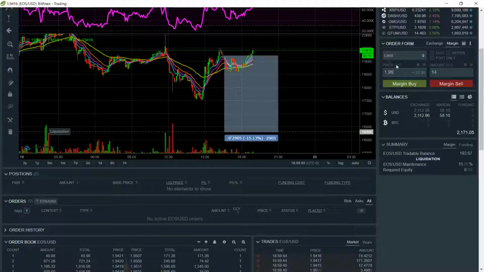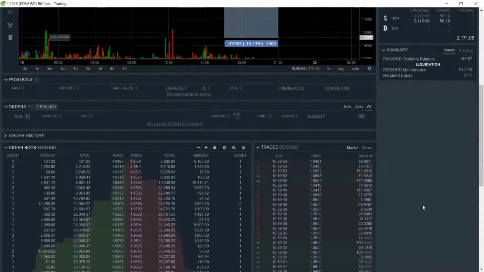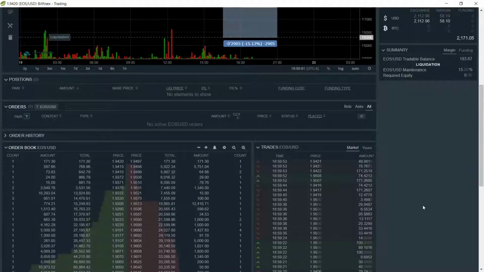Now, we're going to take a look at a short example, okay? So when you go into a short, you would want to get the highest price possible. When you're going long, it's the opposite. When you're going long, you want the lowest price possible because you profit from when you sell it at the highest price. But when you go short, you want the highest possible price because you're betting that the market will go down.